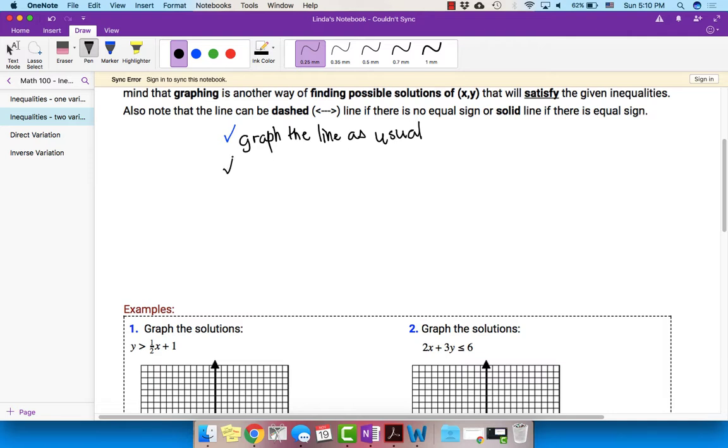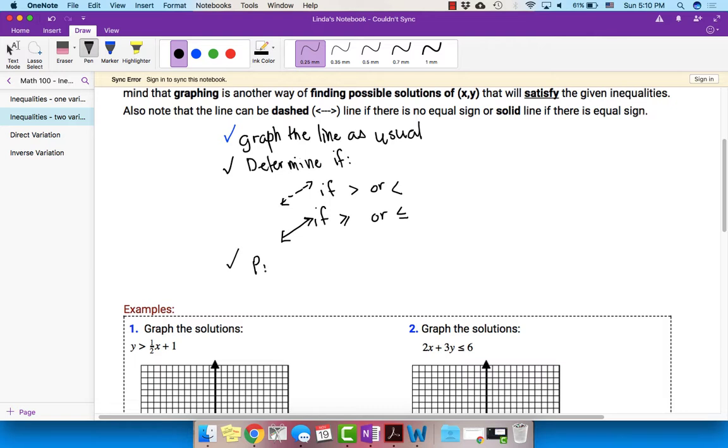And then after you graph it, you have to determine the type of line. You have to determine if the line is dashed if it is greater than or less than, or it might be a solid line if it has the greater than or equal or the less than or equal sign.